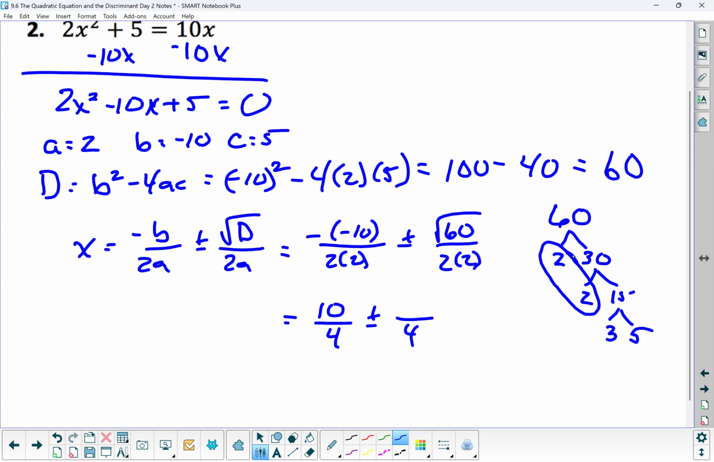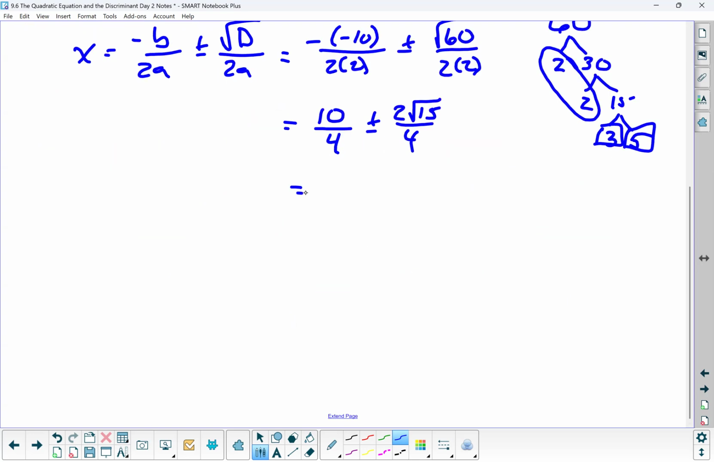I have two 2's, so that means I'm going to put one 2 out front. I have a 3 and a 5 that don't have a like pair. So the 3 times 5 goes underneath, and 3 times 5 is 15.